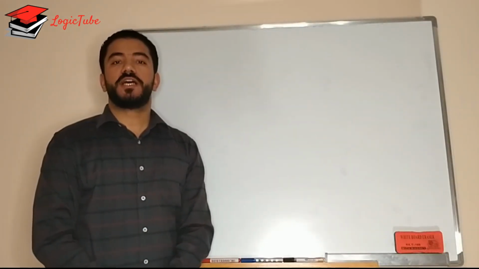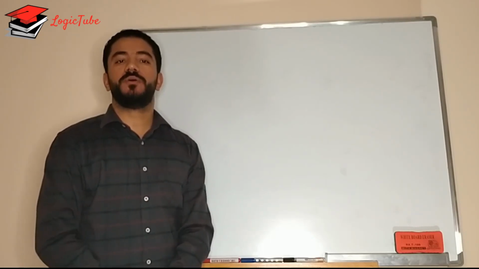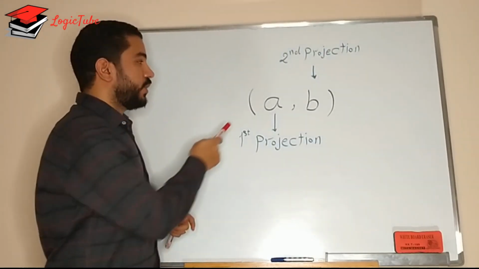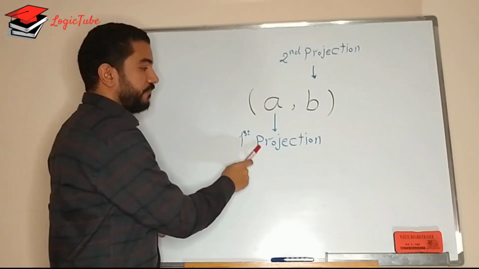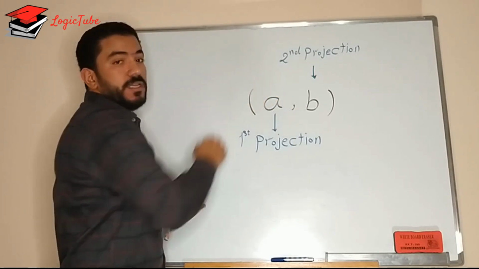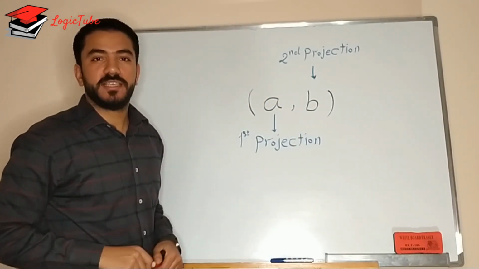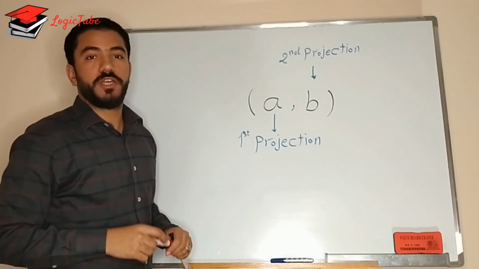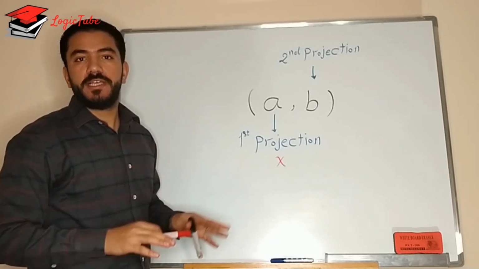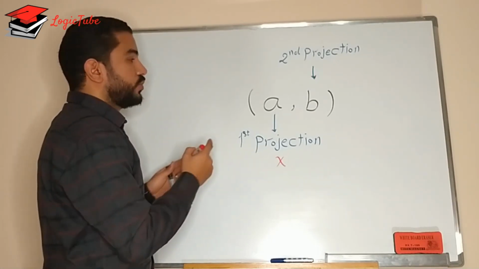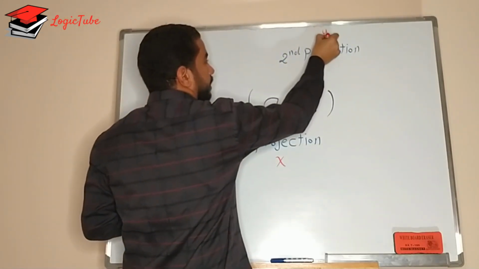Before we deal with this subject, we shall remember together what we had studied before about the ordered pair. This is the ordered pair of A and B. A is called the first projection. B is called the second projection. A is represented on the x-axis, so we always refer to it by x. But B is represented on the y-axis, so we refer to it by y.